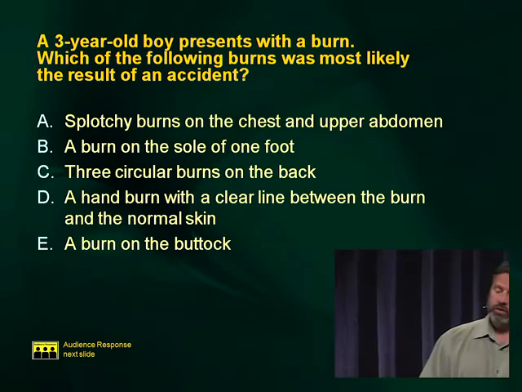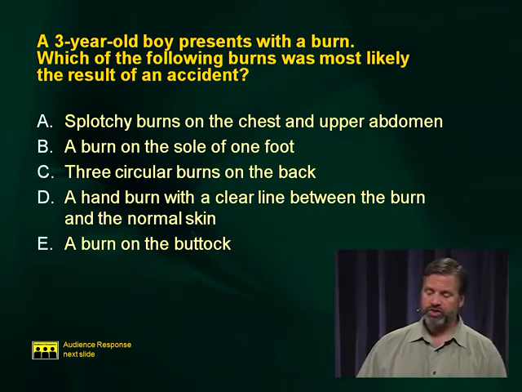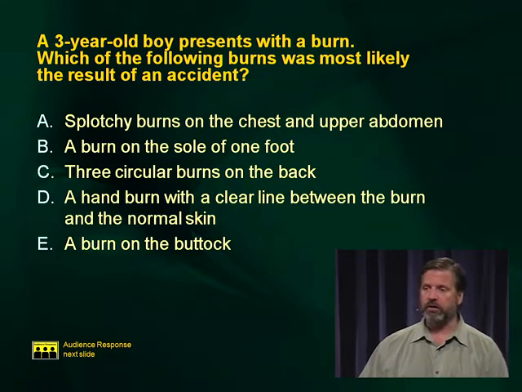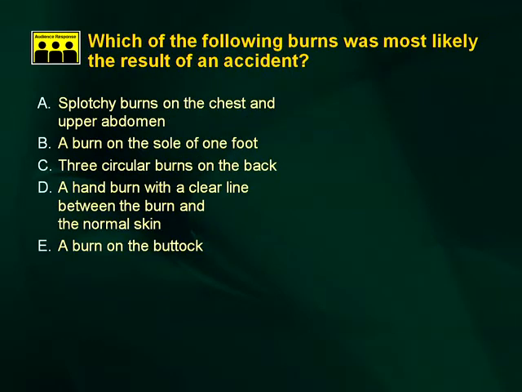So another question, a 3-year-old boy presents with a burn. Which of the following burns was most likely the result of an accident? Is it A, splotchy burns on the chest and upper abdomen, B, a burn on the sole of one foot, C, 3 circular burns on the back, D, a hand burn with a clear line between the burn and the normal skin, or E, a burn on the buttock? Which of those are most likely the result of an accident?